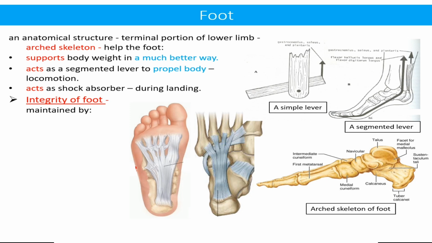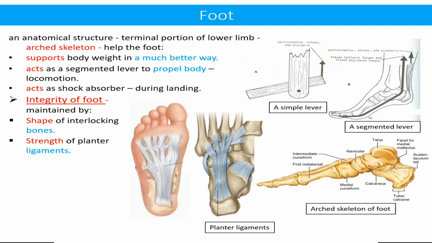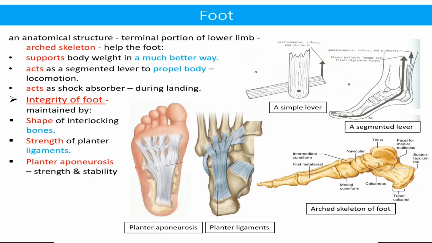Integrity of the foot is maintained by the shape of the interlocking bones, strength of the plantar ligaments, plantar aponeurosis which provides strength and stability, and last but not the least, action of the muscles.